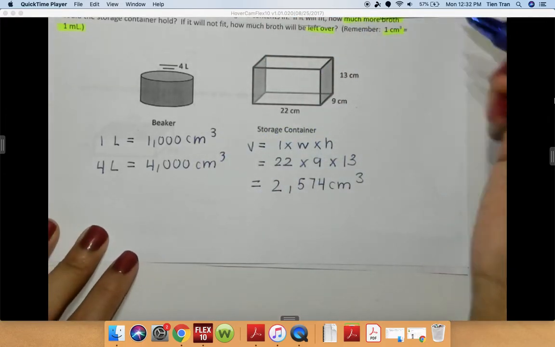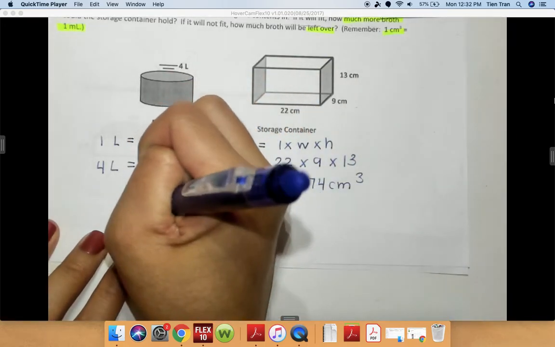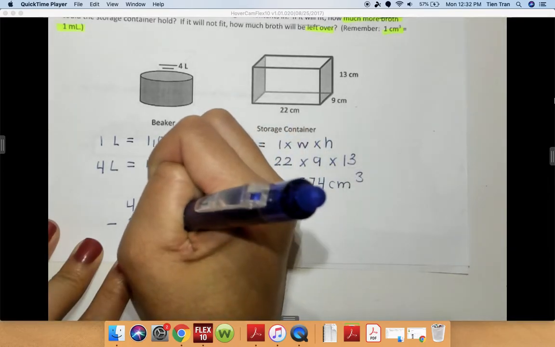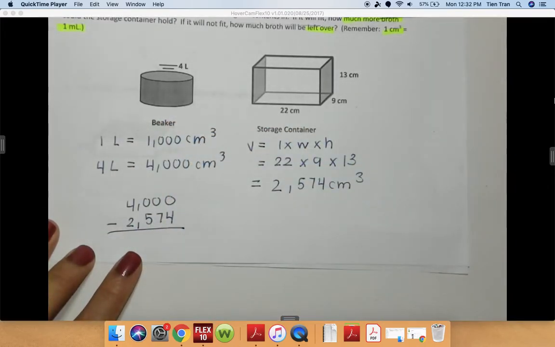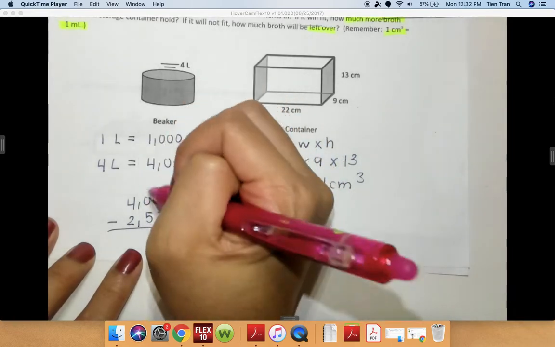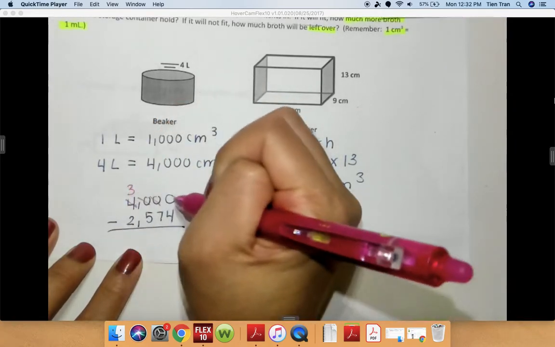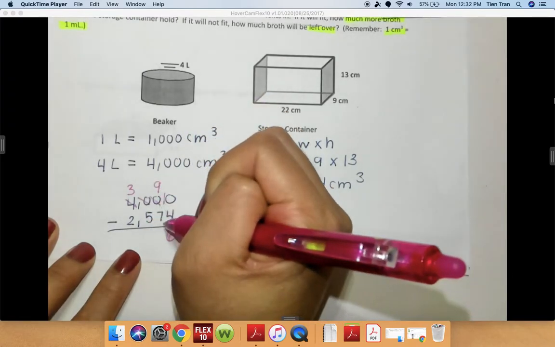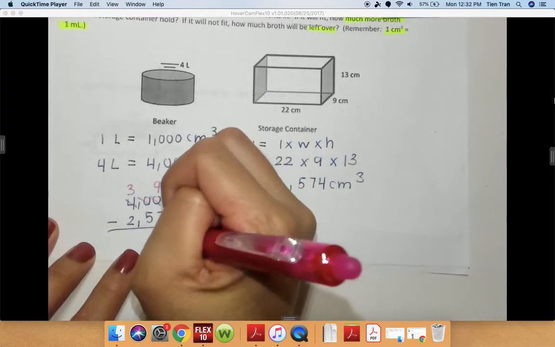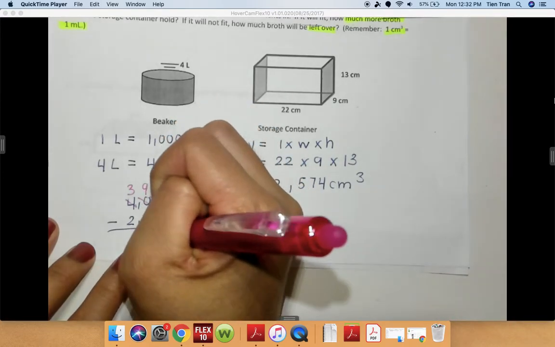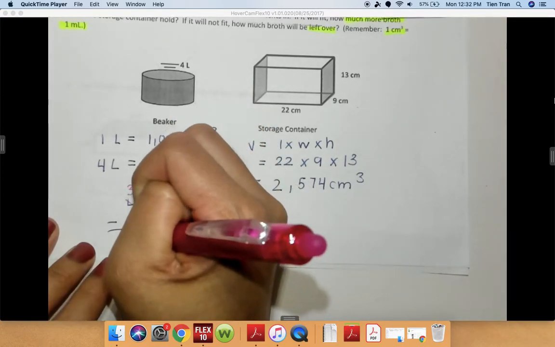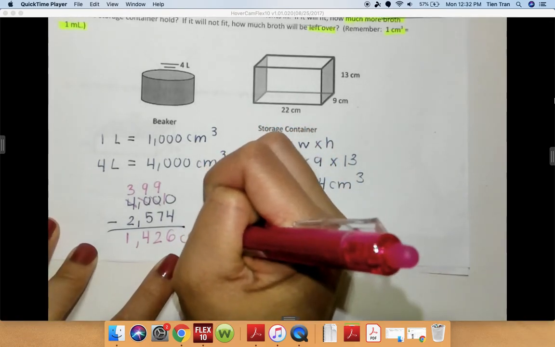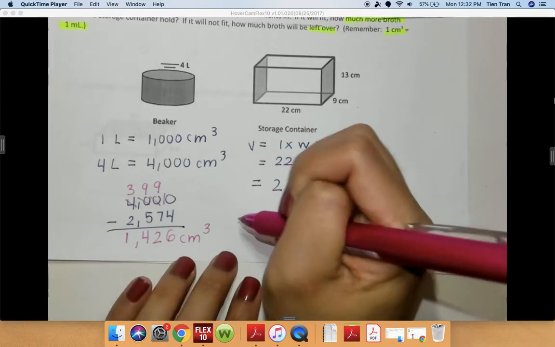So how much more is left over? So I'm subtracting 4,000 minus 2,574 centimeters. So I cannot subtract 0 minus 0, but 10 minus 4 is equal to 6. 9 minus 7 is equal to 2. 9 minus 5 is equal to 4, and 3 minus 2 is equal to 1. So I have 1,426 centimeters cubed more.